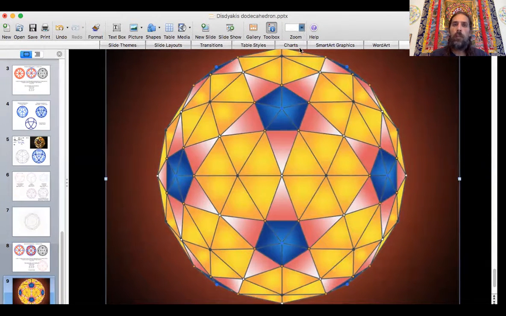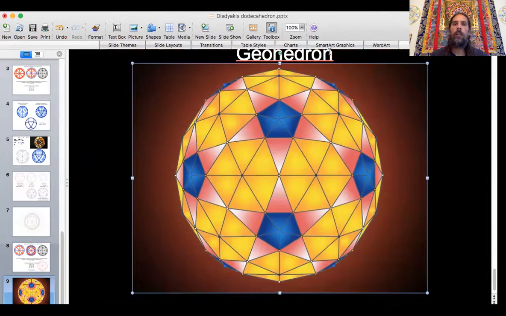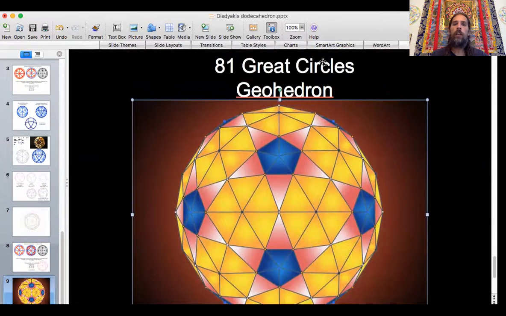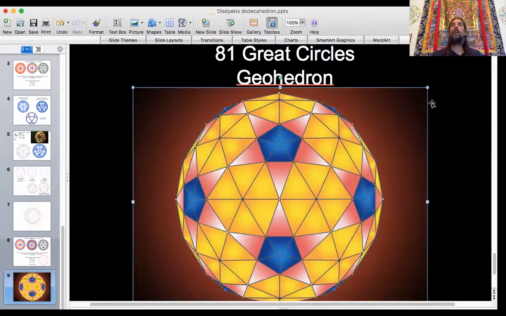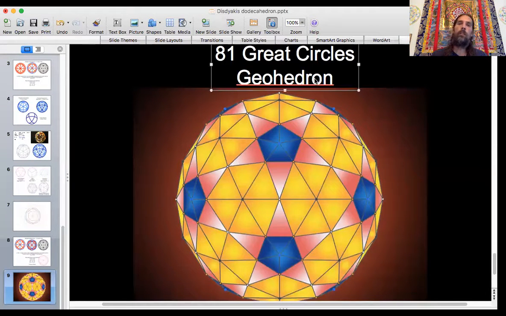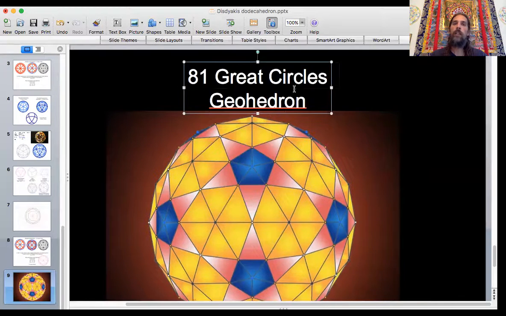Let me zoom out just a bit. I think I have the naming of it. Yep, there's the geohedron, the 81 great circles, the geohedron. We'll christen the name here, geohedron. We'll add it to the library of names. Add geohedron. All right, it's official.